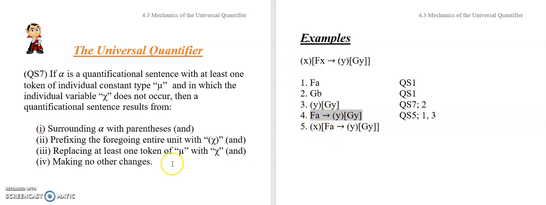And I've got to replace at least one token of the individual constant occurring in this sentence with an individual variable of the kind that I introduced. So I'm going to do that there, and I'm not going to make any other changes to anything. And so that's QS7 on line 4, and that is QED. And that proves that this is, in fact, a quantificational sentence, whatever it means.